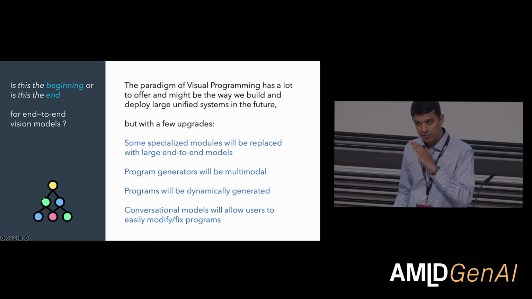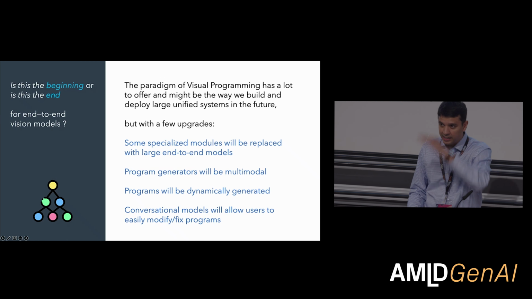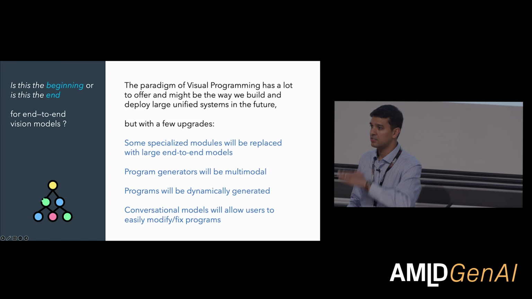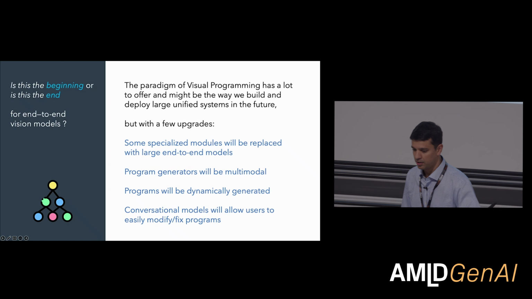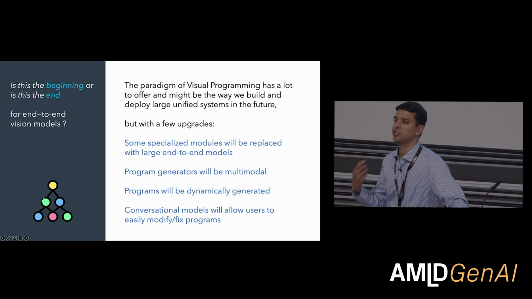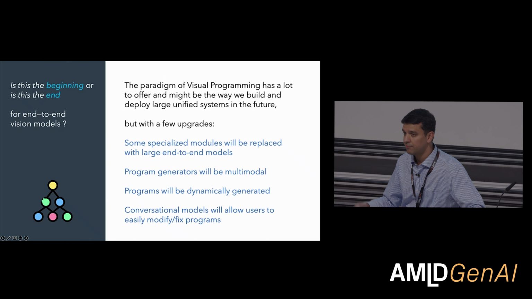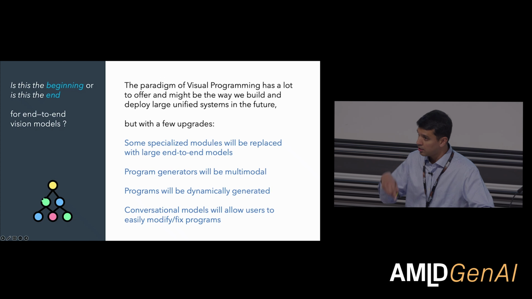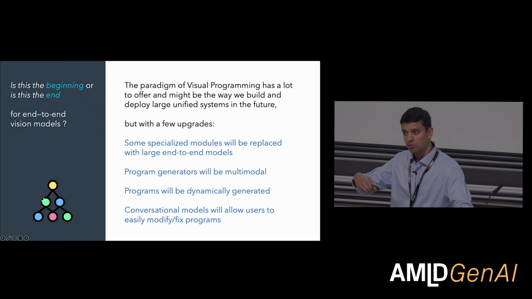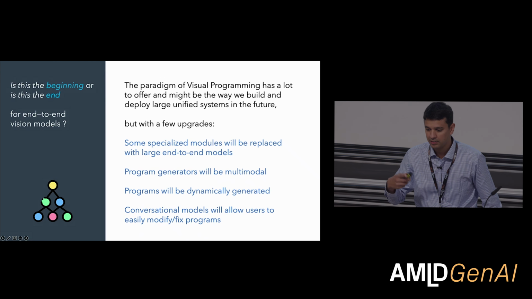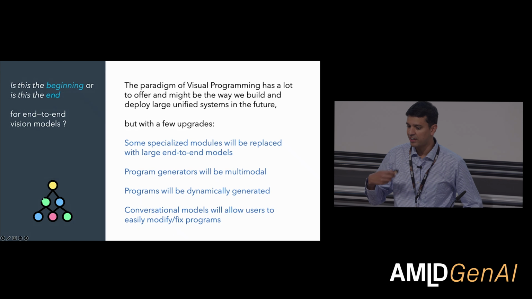Third, today's visual programs are static. You create a program, you run it. If it doesn't work, too bad. You can interpret it, but you can't do anything about it. And so I think programs will be dynamically generated. Find the faces, figure out how many people there are. If you did not find the faces, do this other thing to identify the characters. This is dynamically generated programs, and I think it's going to become very common.